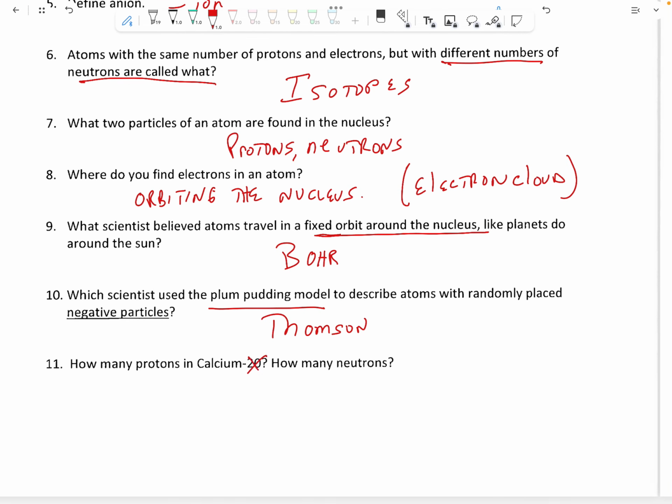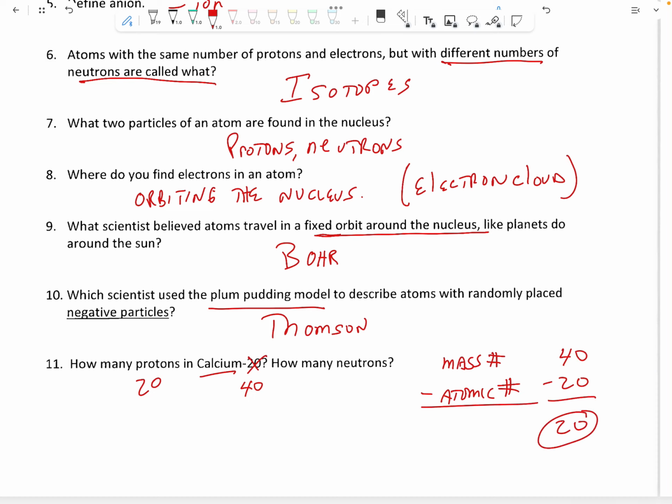And we fixed this. This is calcium 40. When you go and try to find calcium in the periodic table, you're going to see that the atomic number is 20. Therefore, the number of protons is also 20. The number of neutrons is found by taking the mass number and subtracting the atomic number from it. And that would be 40 minus 20, and that's going to give you 20 again.